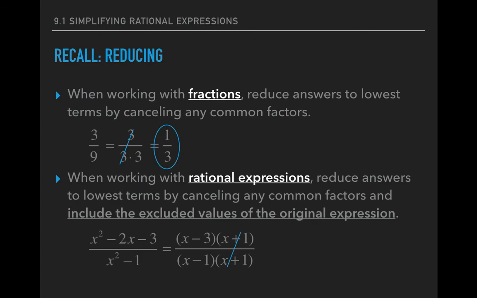So you would cancel that out, and the result would be x minus 3 over x minus 1, but there are excluded values. We look back at the original expression, and the values that would make that undefined are either positive or negative 1.